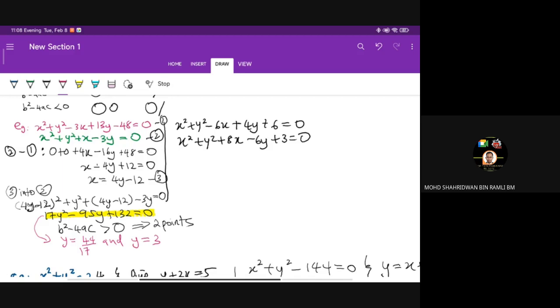Since you have your third equation here, x equal to 4y minus 12, you substitute here, and you will have x equal to 44 over 17.